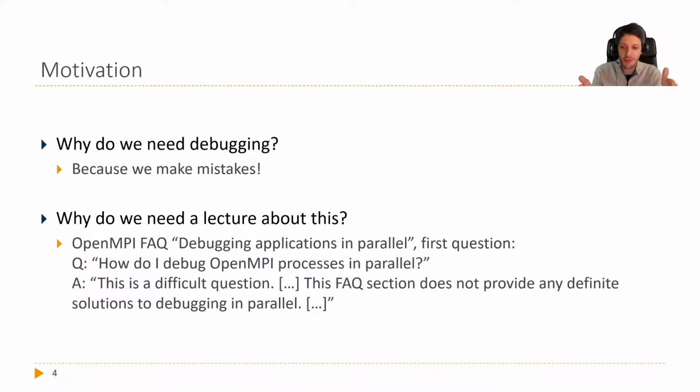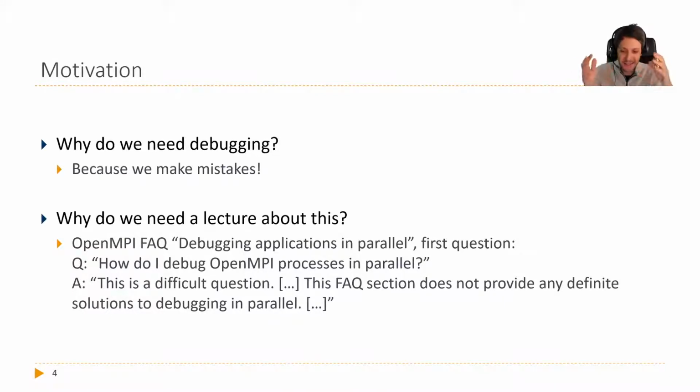the first entry of the FAQ of the OpenMPI FAQ. That's specifically debugging applications in parallel. That's the section, and the actual question, the very first question is, how do I debug OpenMPI processes in parallel? And the answer to that is, I kid you not, I copied this from the website, probably could have linked the website here. This is a difficult question, then some follow-up text, and afterwards this FAQ section does not provide any definite solutions to debugging in parallel, and some text afterwards.